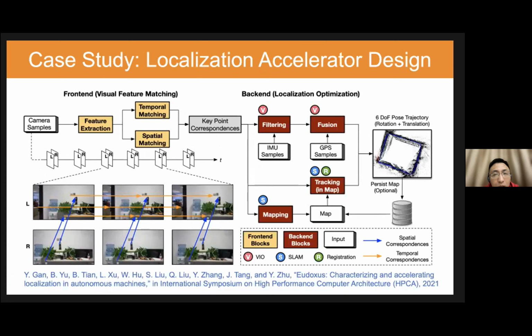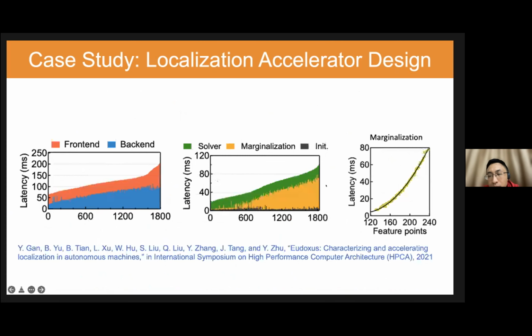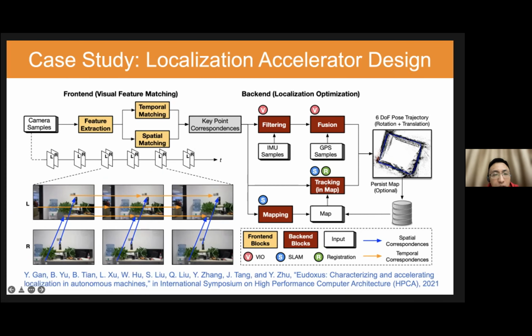So here is the basic background of the localization algorithm. The localization algorithm pipeline consists of two parts, the front end and the back end. The front end detects salient feature points from each image, and it uses spatial matching to get the depth of the 3D points that correspond to the detected image feature points. And it uses a sequence of temporal matching to estimate the camera pose. The back end takes the estimated feature map and pose from the front end, and then refines the features and poses using either an optimization algorithm or a Kalman filter based method.